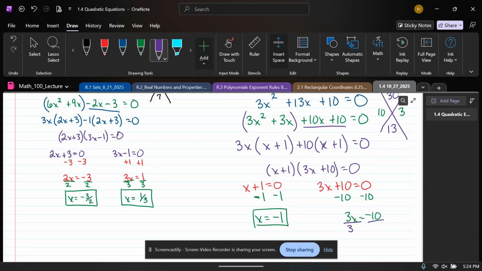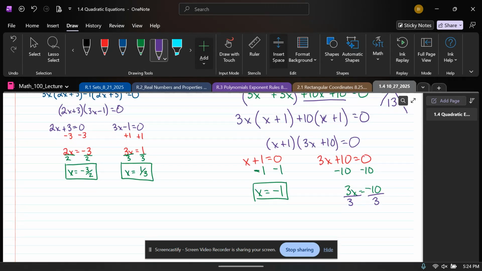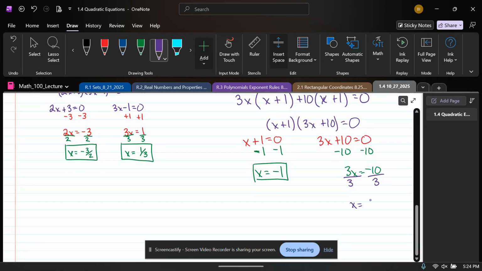The other answer is a fraction, -10/3. And you can check those in the original, and they both work. That's the correct answers there. But the factoring is the key. Get it equal to 0, make sure it's in descending order, and then it's X method stuff when it's a trinomial like that.